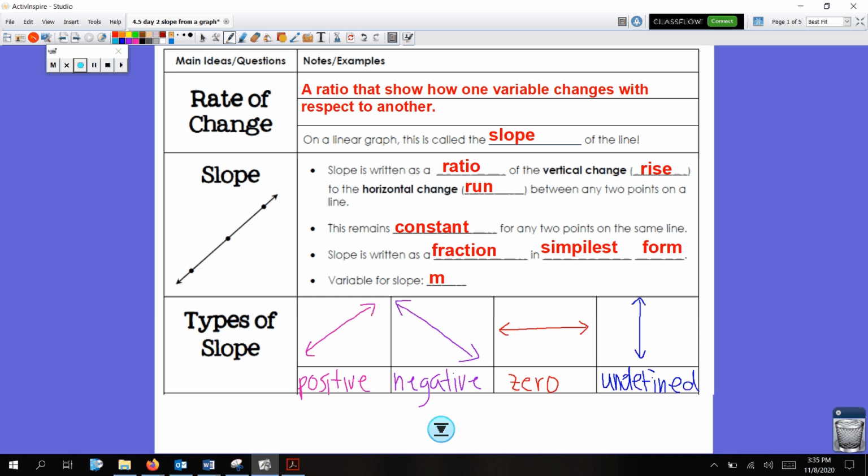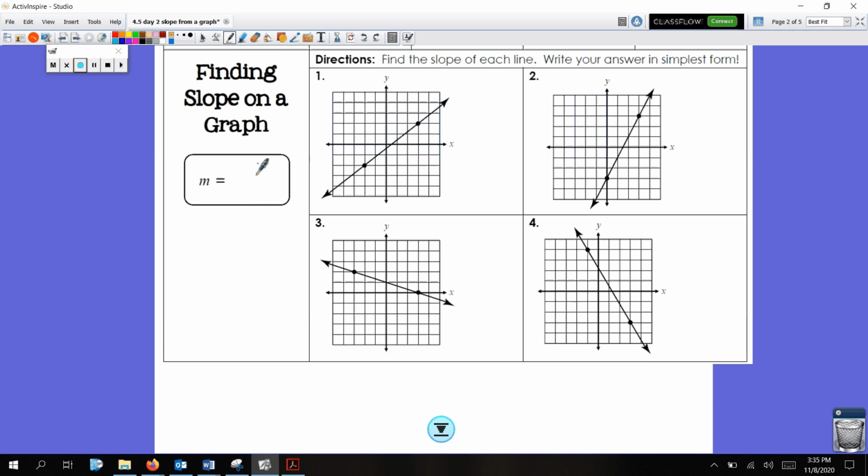All right, and if you need to pause this video so that you can take these notes, because they are important to use as a reference so that you know what you're doing, then go ahead and pause the video now so that you can copy down what I have on this page. I'm going to keep going though. Here we go. All right, next we're going to talk about slope from a graph. m equals rise over run.